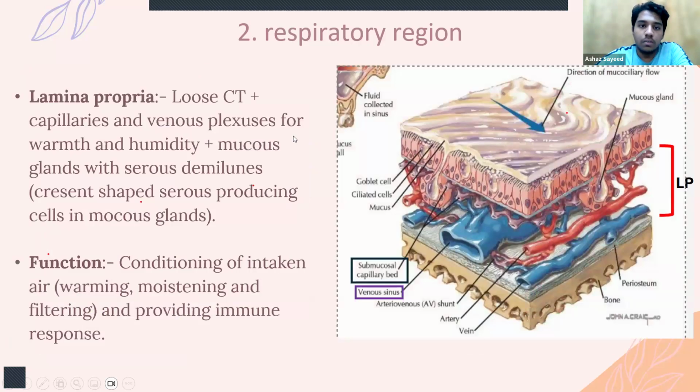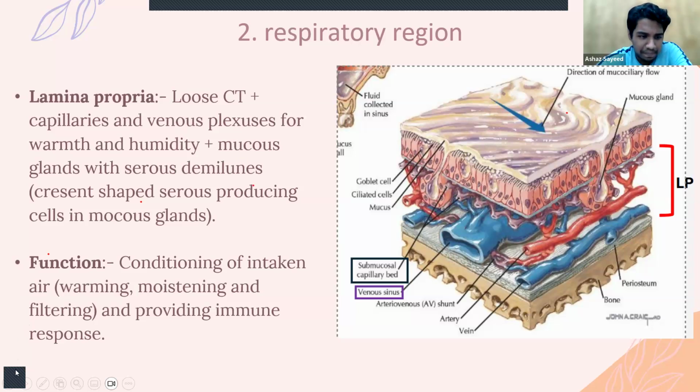So we are done with the epithelium. Now we'll talk about the lamina propria. The lamina propria has loose connective tissue, and it has blood vessels in it. These blood vessels have blood to provide warmth and humidity. Now they have mucus glands, over here, with serous demilunes. Okay, now what's all this? Mucus glands, serous demilunes, all that.